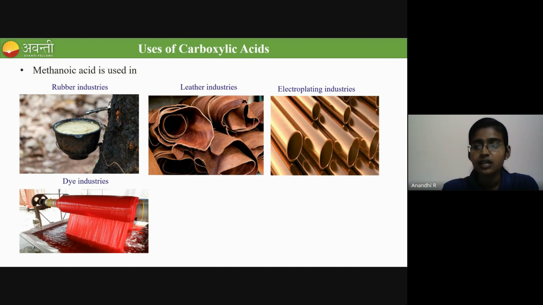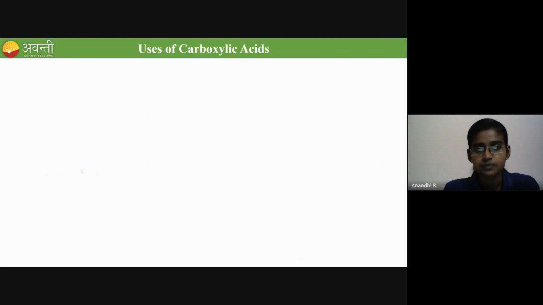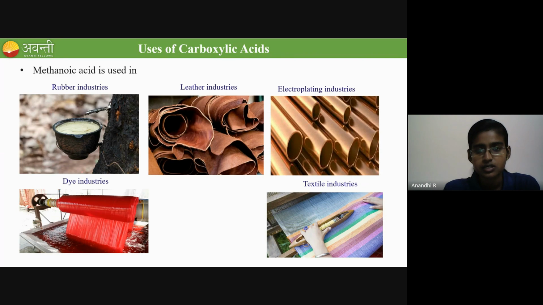Ethanol and propanol were also used in the dye industries, and methanoic acid is also used in the dye industries and in textile industries. Okay, so all these five uses are the uses of just one compound, which is called methanoic acid. Okay, just take it down. Just take a screenshot.